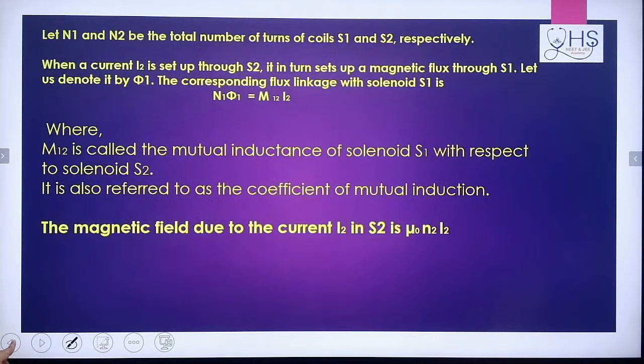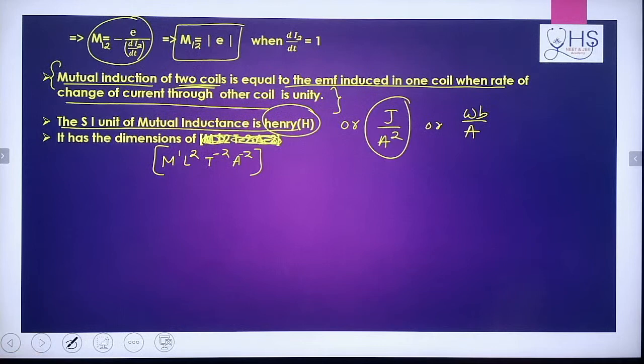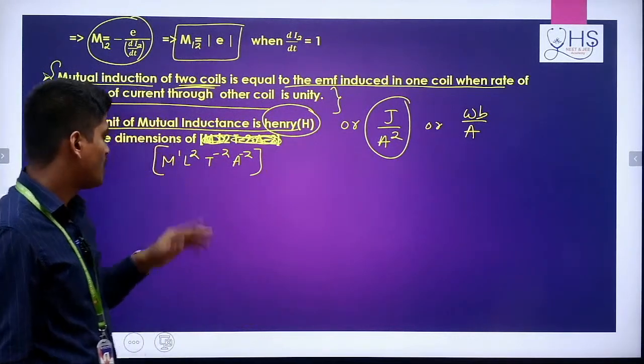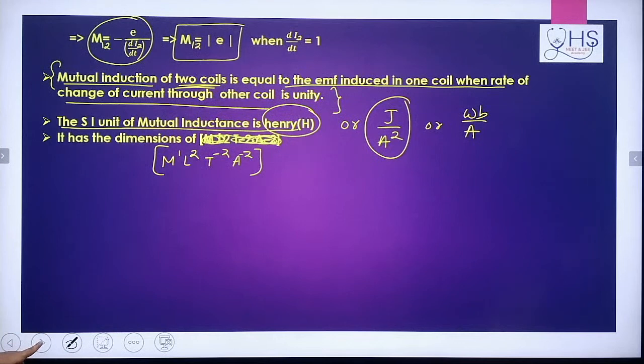Okay, now we'll do one question based on mutual inductance. This is the main idea about mutual inductance. This much you remember about mutual inductance. And it is a scalar quantity, so no need for a vector integral sign. Okay, now we'll see the next thing.